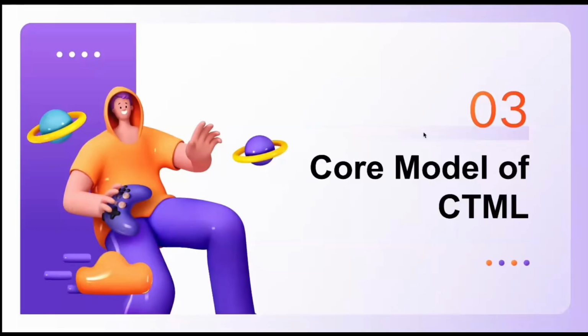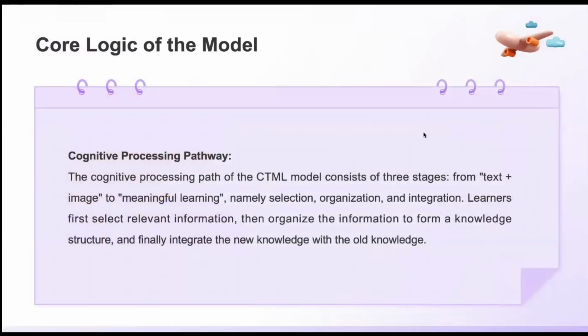Okay, let's move on to the third module. The third section is the core model of CTML, which is a core framework for understanding the entire theory. First, let's look at the core logic of the model. The cognitive processing path of the CTML model consists of three stages, from text and image to meaningful learning, namely selection, organization, and integration. Learners first select relevant information, then organize the information to form a knowledge structure, and finally integrate the new knowledge with the old knowledge.